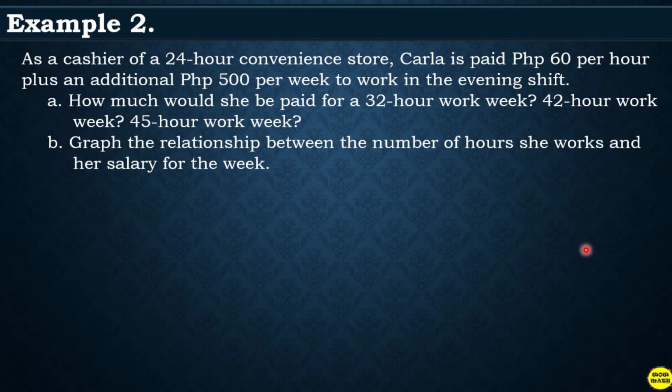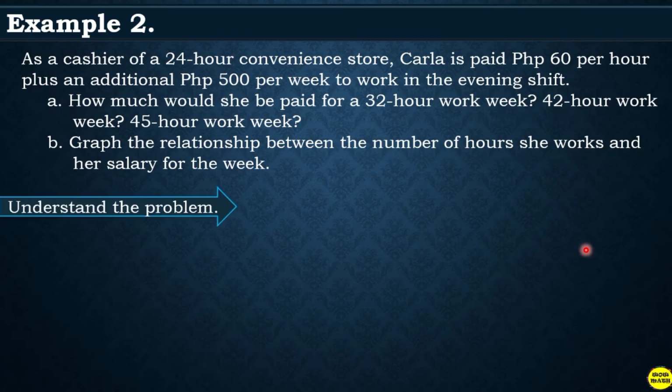Next. As a cashier of a 24-hour convenience store, Carla is paid 60 pesos per hour plus an additional of 500 pesos per week to work in the evening shift. Ulitin ko, first step, you have to understand the problem. So, intindihin muna yung question or yung given statement.